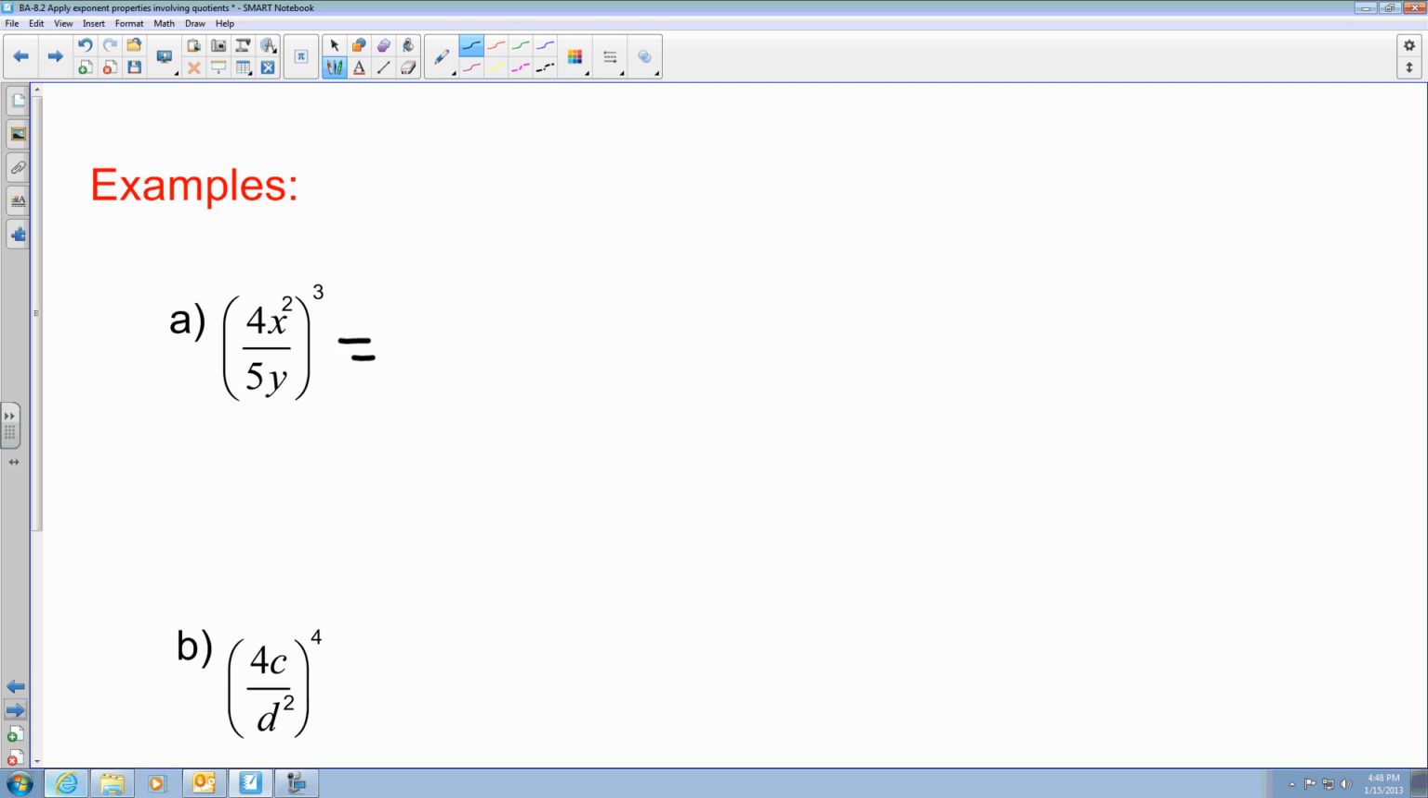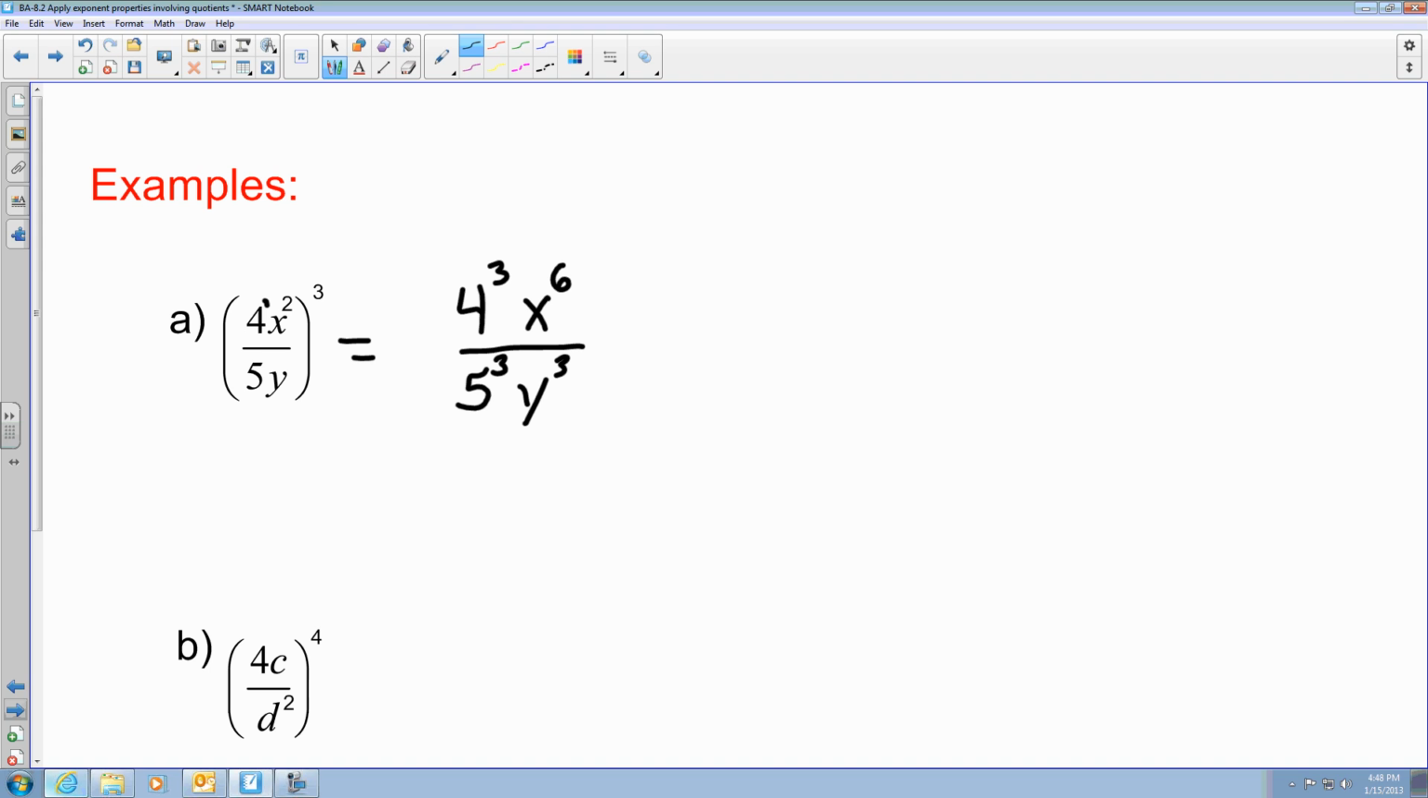So that means that you've got 4, and this is like saying 4 to the first, so using the power properties, that's 1 times 3, which gives you 3. And then x, which was squared, so 2 times 3 is 6, divided by 5 to the third power, because this gets attached with that cubed as well, and y to the third power.